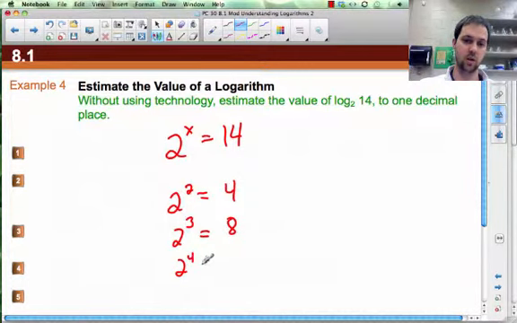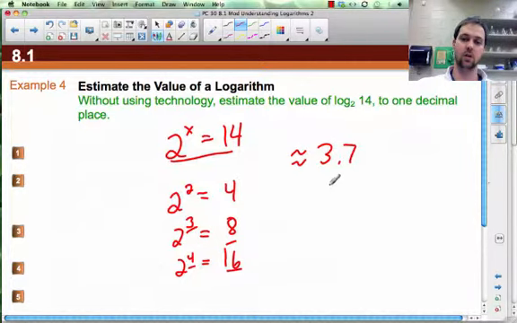2 to the 4 is 16. So 14 is somewhere between 8 and 16. Therefore, x must be somewhere between 3 and 4. 14 is a lot closer to 16 than 8 is. So x must be a lot closer to 4 than 3 is. So I would estimate somewhere around the 3.7 or 3.8 region. And we can see which one actually gets us closer to 14.